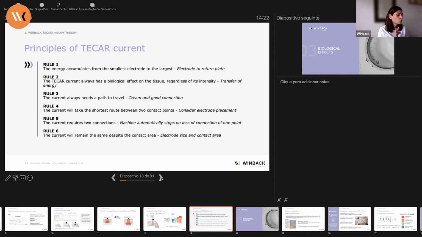Okay? Third rule, the current always needs a path to travel. So we really need to assure that we have a good connection to the body and a good conductivity cream, a cream that is adapted to working in high intensities. It has to be the good conductive cream, okay? Number 4, the current will take the shortest route between the 2 contact points. So you really need to consider a good area to place the electrode so you have a full connection.